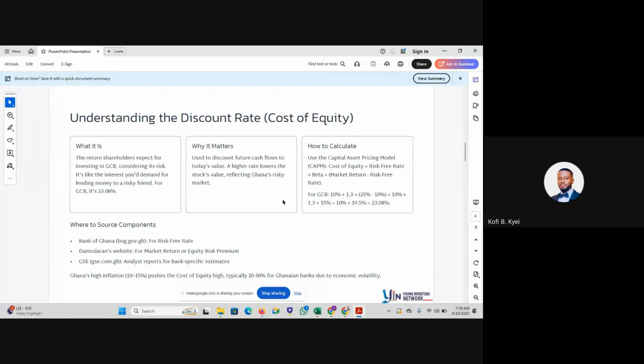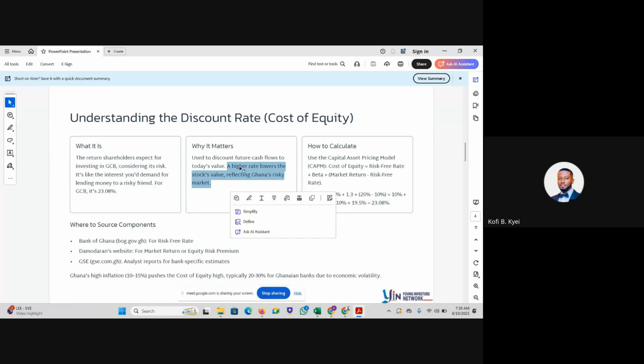Okay, and yes, so I explained what cost of equity is. It's the return shareholders expect for investing in GCB shares, and why it matters, I made mention it's used to discount future cash flows to today's value. So this is where the contention was coming from. A higher rate lowers the stock value, reflecting Ghana's.